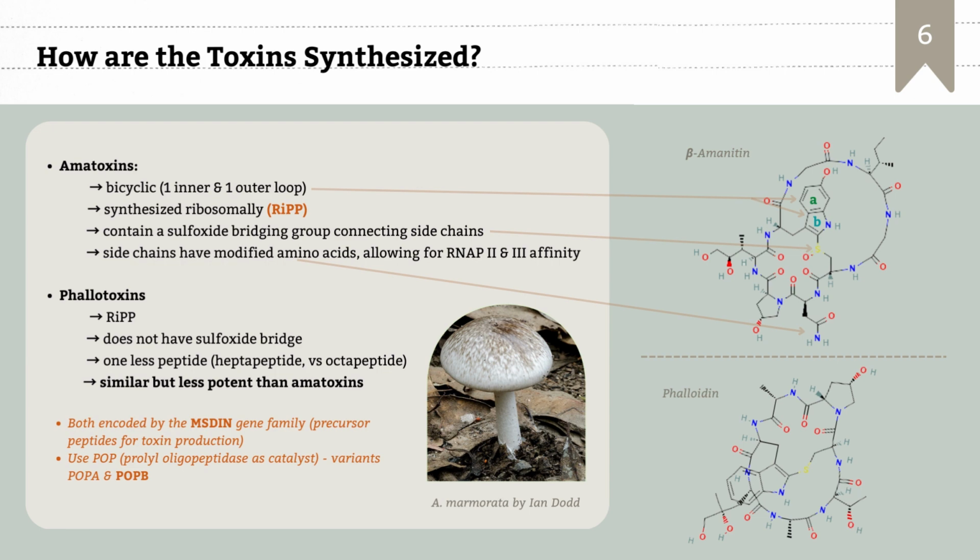But basically, amatoxins are bicyclic, and both amatoxins and phallotoxins are ribosomally synthesized. Amatoxins have a sulfoxide bridge, whereas phallotoxins don't. And amatoxins have side chains that have been modified, and this allows for the affinity towards RNA polymerase 2 and 3.